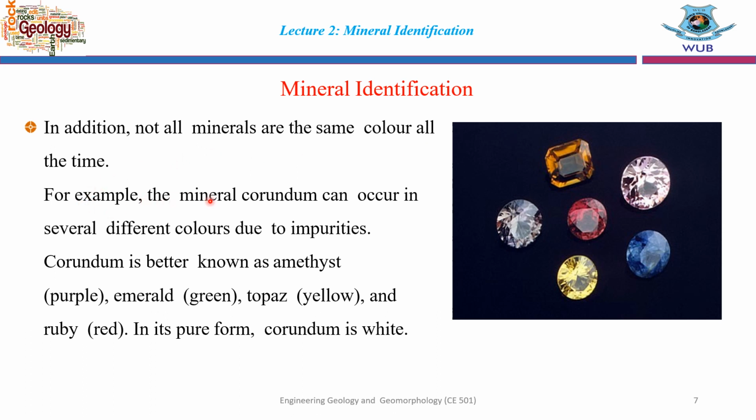For example, the mineral corundum can occur in several different colors due to impurities. Corundum is better known as amethyst, purple, emerald, green, topaz, yellow, and ruby, red. In its pure form, corundum is white. Amethyst is a violet variety of quartz. The name comes from the Greek.